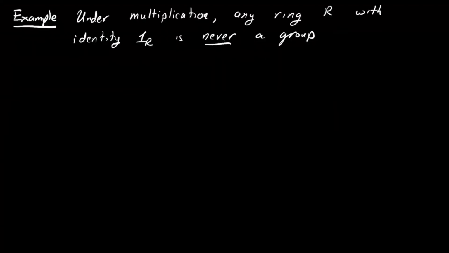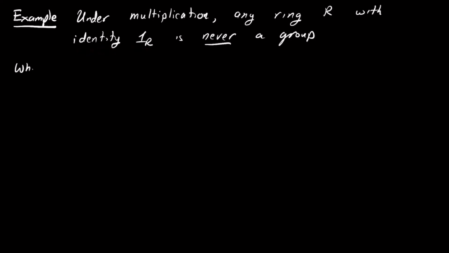So a natural question to now ask is, well, what about the multiplication operation? Does a ring become a group if I only consider multiplication? And the answer is no. A ring will actually never be a group under multiplication. So in this example, I'll consider a ring with identity, because this is going to be our e element.